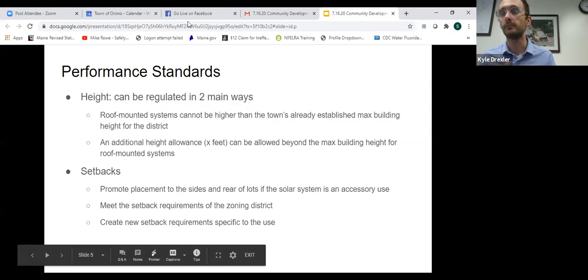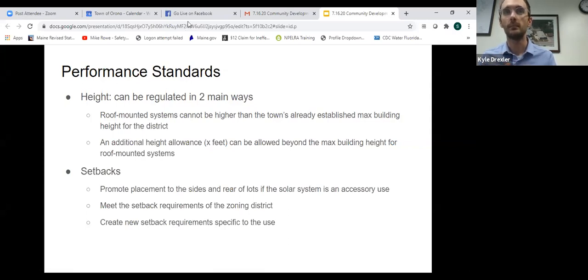So that would be just one conversation to have, if people thought that having those panels and arrays go above the maximum building height established in the town was acceptable.